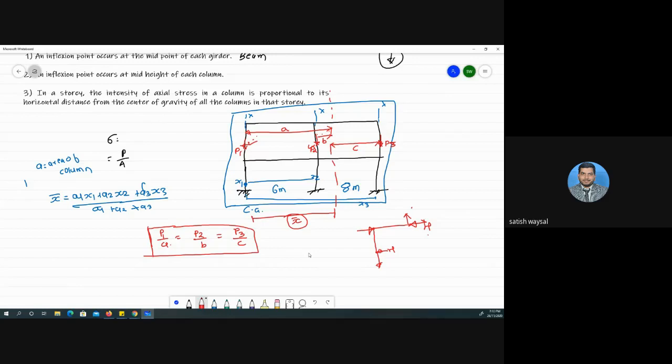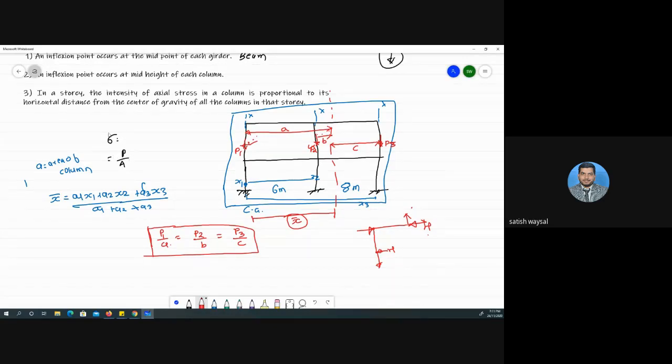The only difference between the portal frame method and the cantilever method is that in the portal frame method we assume the horizontal shear taken by the interior column is twice that of the exterior column. But here, instead of taking the horizontal reaction or horizontal shear, it is based on the axial stress in a column being proportional to its horizontal distance from the center of gravity of all columns in that story. So considering this, our interest is to find out the forces.